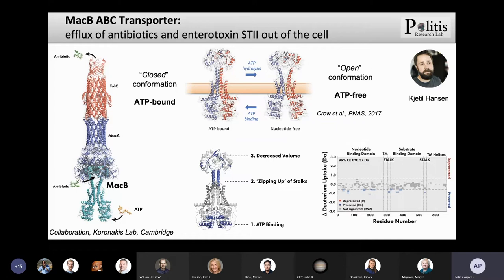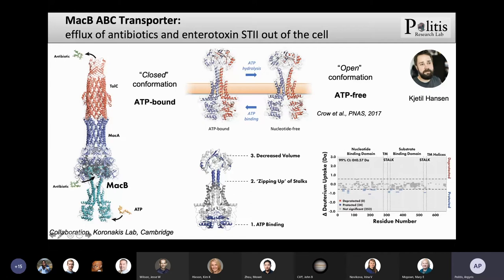A few minutes. So another transporter that we studied was MacB, an ABC transporter, again related to efflux of antibiotics, but also enterotoxin out of the cell. In the first experiment, driven by ATP, we wanted to see if the ATP bound to the protein has an effect on conformational dynamics. You can see on the top here that we have crystal structures with ATP free to the right and ATP bound to the left.